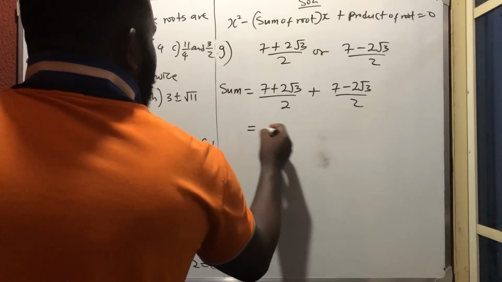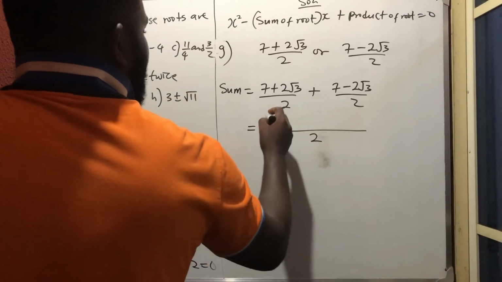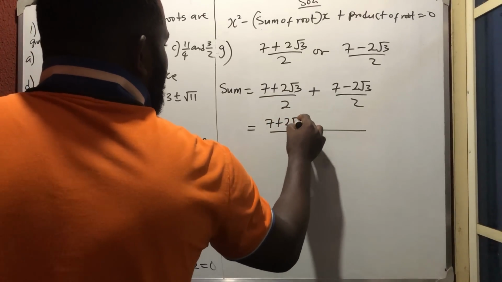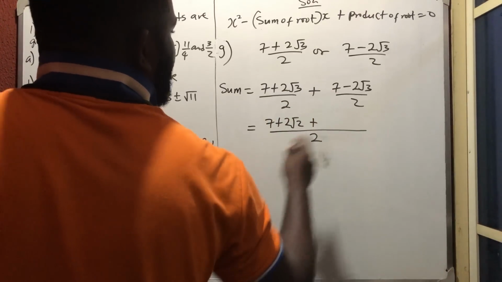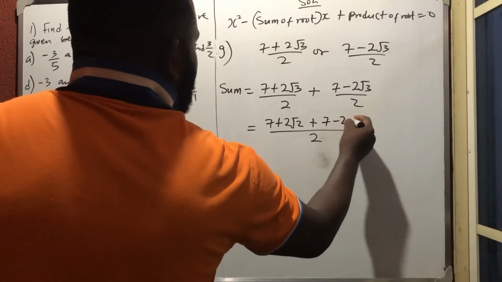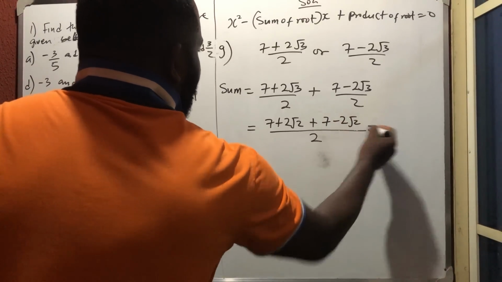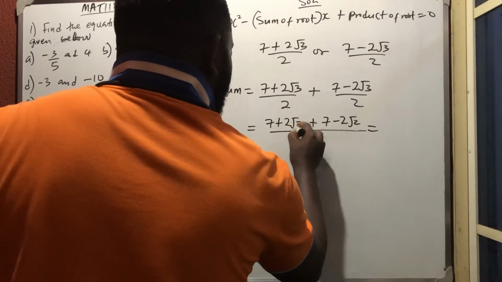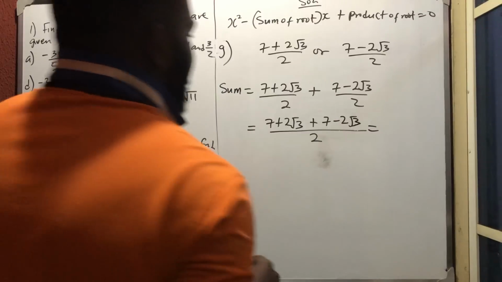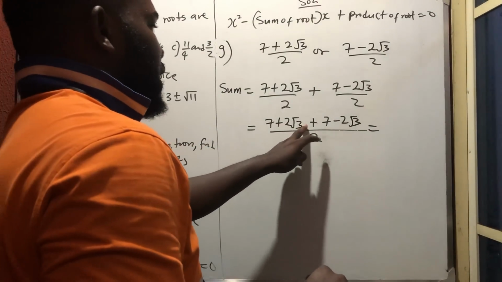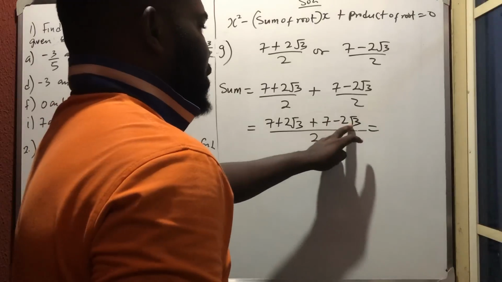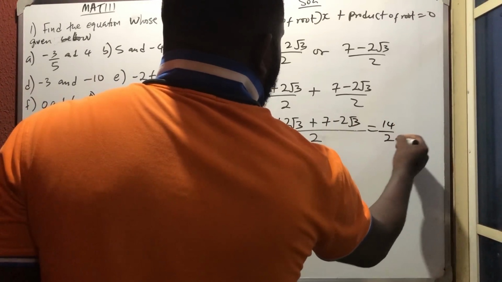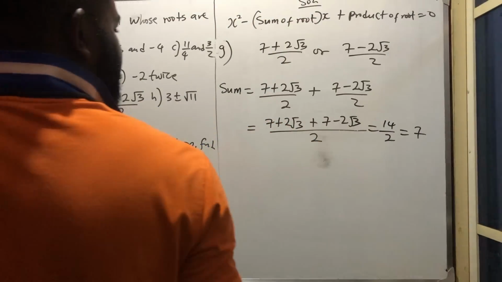If you look at that, you see that the LCM there is 2. So I'm having 2 divided by 2, 1 times this is 7 plus 2 root 3, plus this divided by this, 1 times this is 7 minus 2 root 3. So what do we have now? I'm having minus 2 root 3 plus 2 root 3. This and this will give me 0. So I'm left with 7 plus 7, 14. 14 divided by 2 will give you 7. That is the sum.